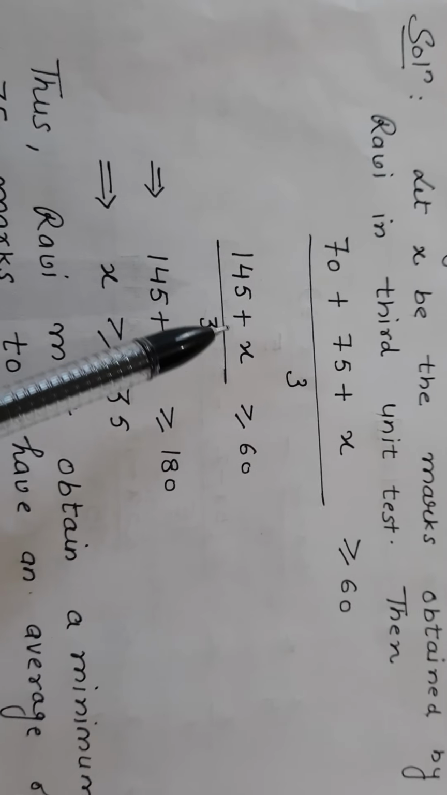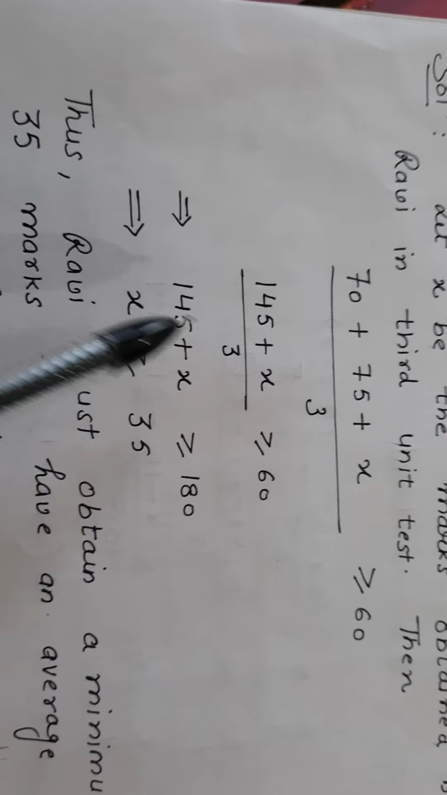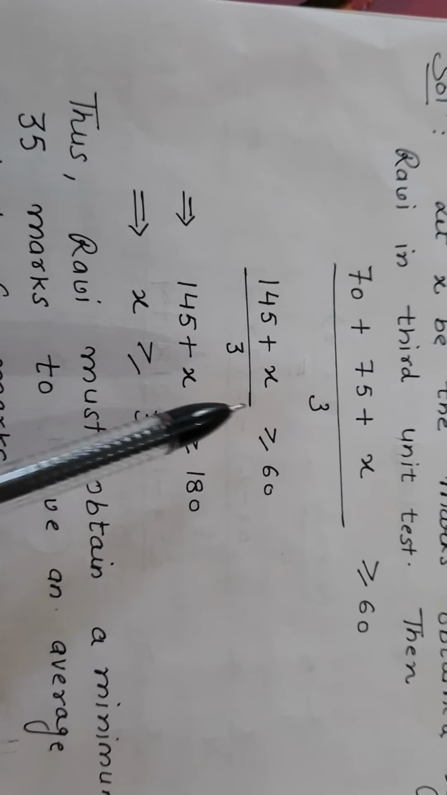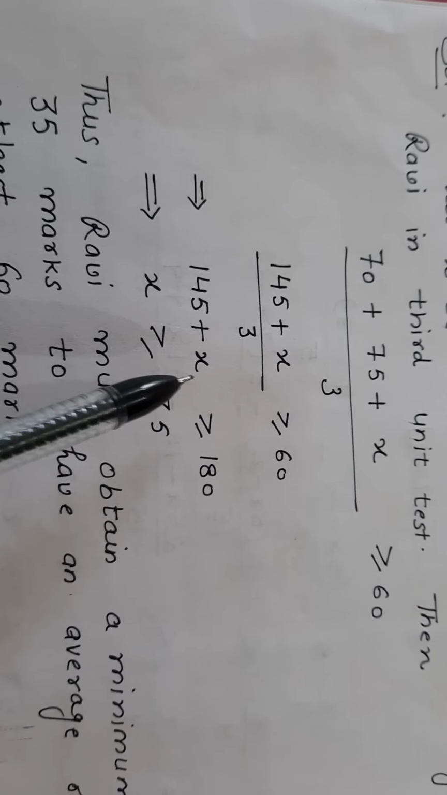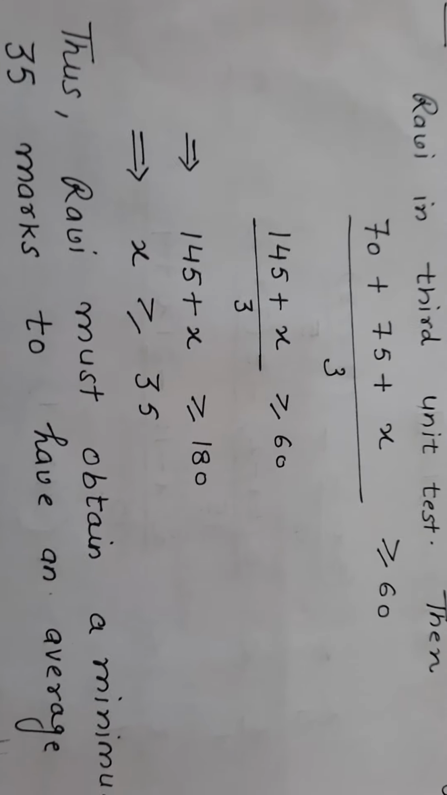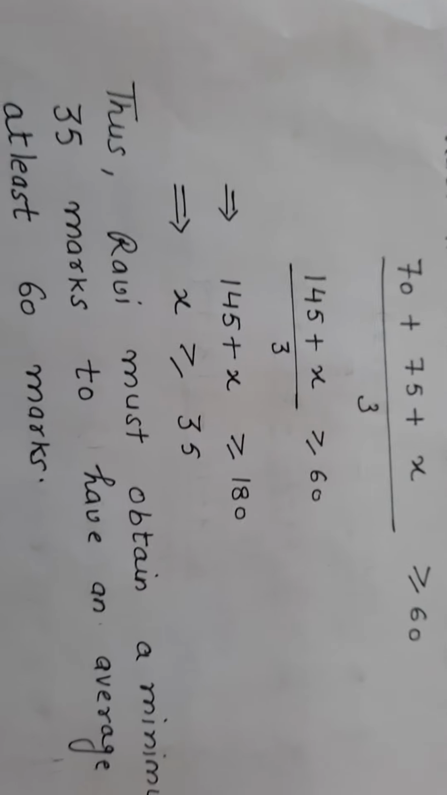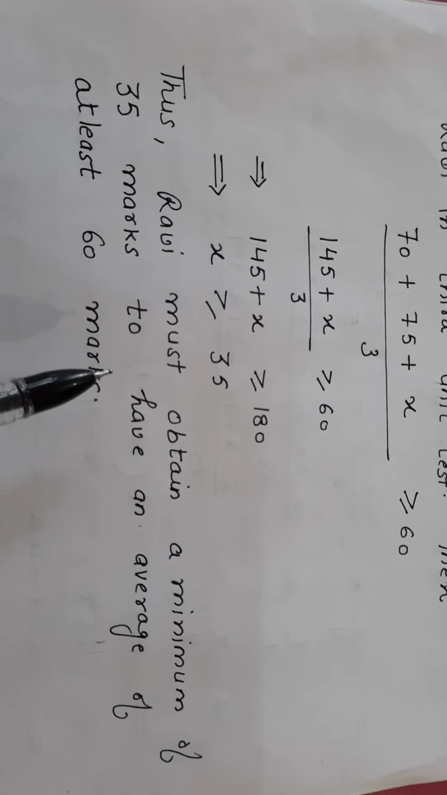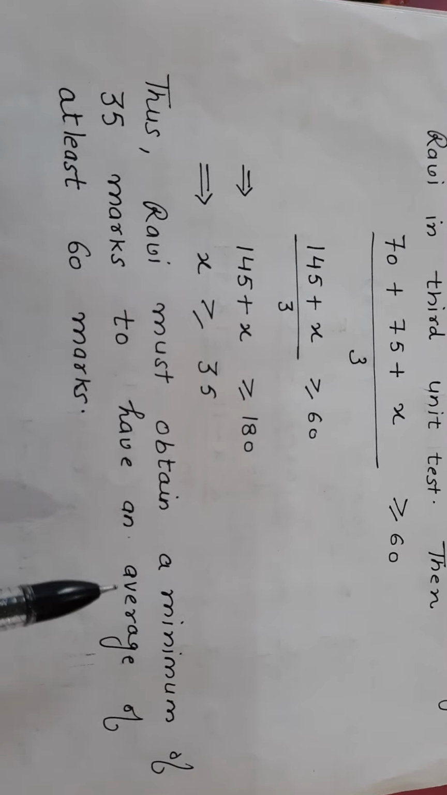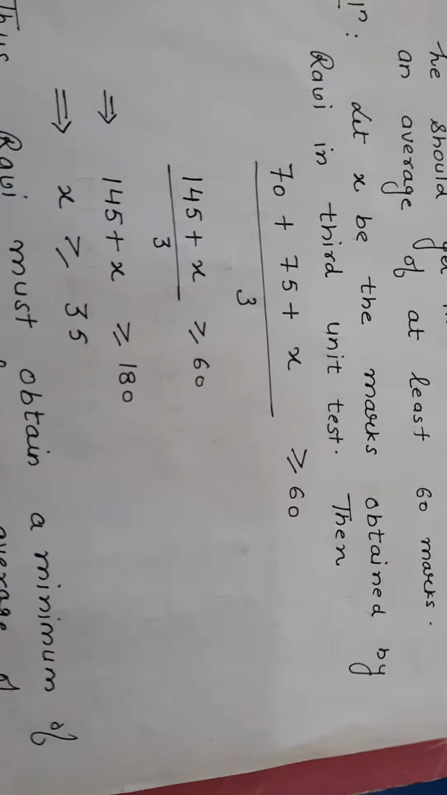So this is (145 plus x) divided by 3 is greater than or equal to 60. Cross multiply and 3 is positive, so sign will remain same. This is 145 plus x is greater than or equal to 180. That means x is greater than or equal to 35. So we'll write Ravi must obtain a minimum of 35 marks to have an average of at least 60 marks. Next question.